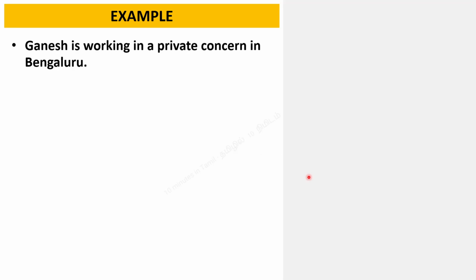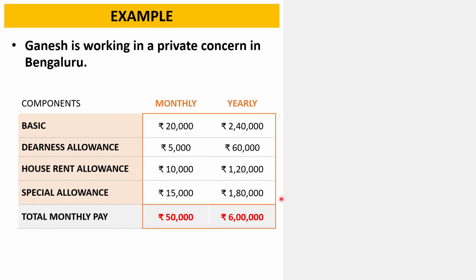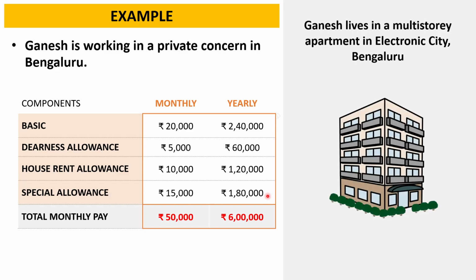First example, let's assume that Ganesh is working in a private concern in Bangalore, and this is what he earns. He earns a total annual salary of 6 lakhs, of which 2.4 lakhs is basic, 60,000 is DA, 1,20,000 is house rent allowance, and the remaining is special allowance. Let's assume that Ganesh stays in a multi-story apartment in Electronic City and he pays a monthly rent of 10,000 rupees.